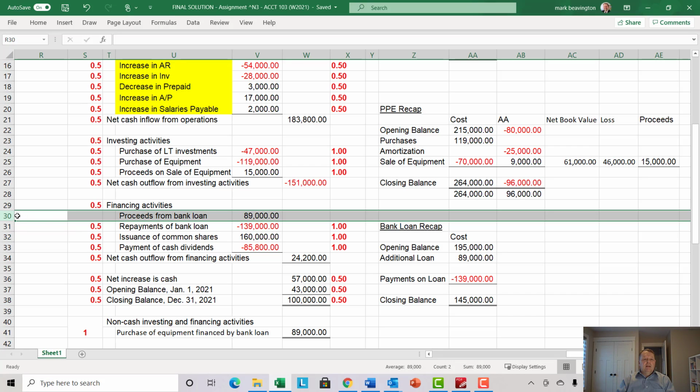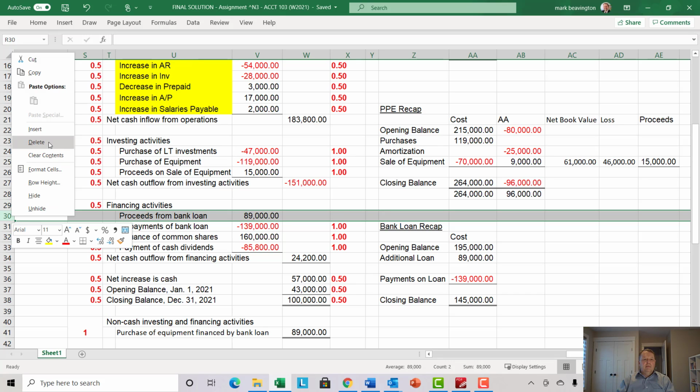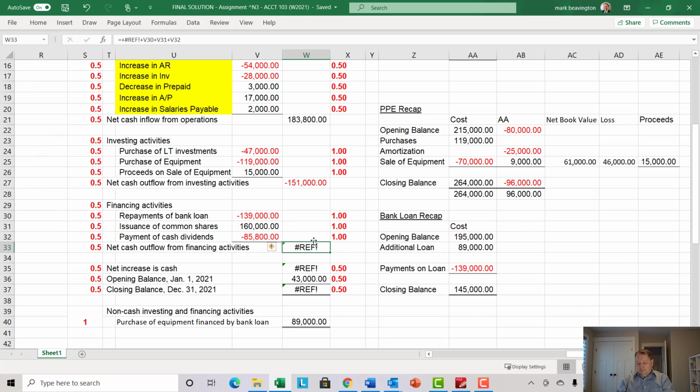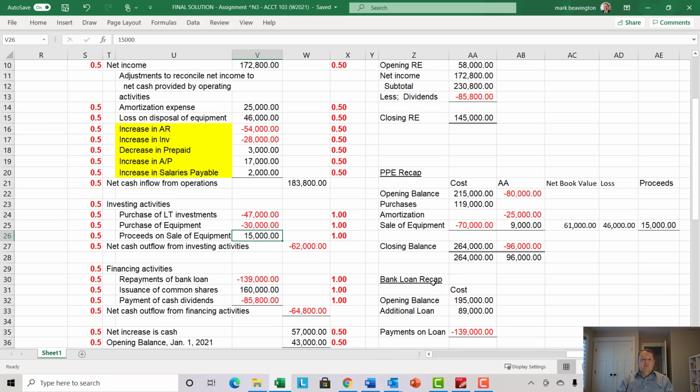So what we do is we end up here, if we just delete this line right here, and we'll end up with a bit of a problem here. We'll go like that. And then in here, we got to do the same thing. So instead of buying 119,000, we actually have to take out $89,000. And so we only end up with a $30,000 cash outflow for the purchase of equipment. So that ends up working out just fine. We still end up with the same 57,000. We remove the non-cash investing and financing activities, and we've recapped everything, and yeah, it all seems to work out.